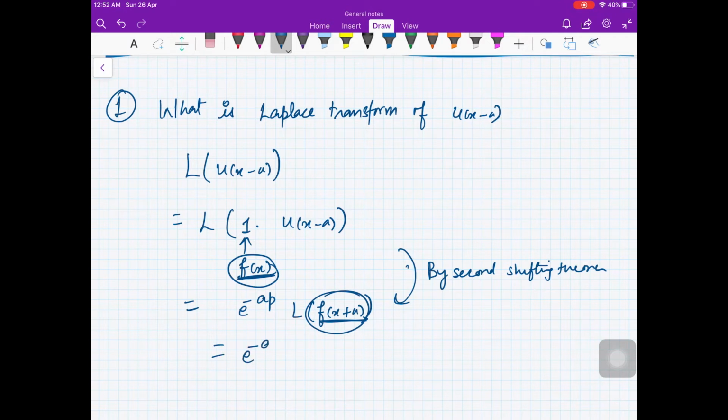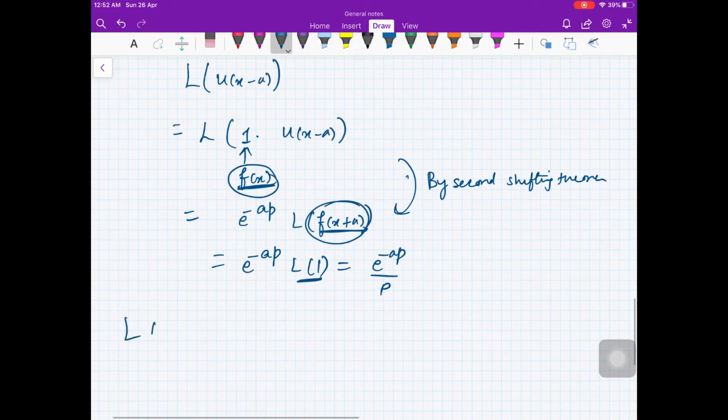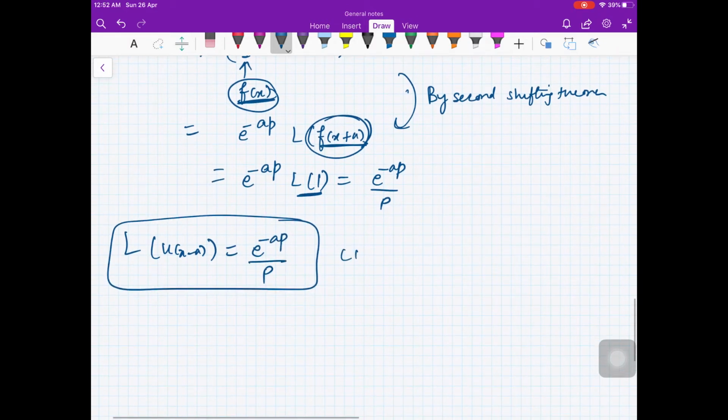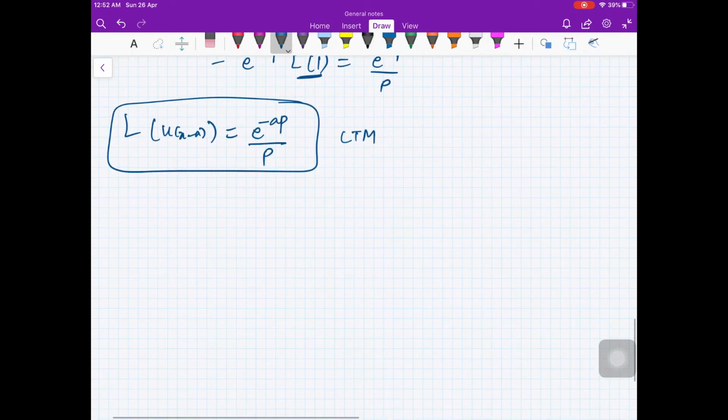Now f of x is 1, so f of x plus a is also 1, so this is e raised to power ap times Laplace of 1, which is 1 by p. So you have to remember that the Laplace transform of u of x minus a is e raised to power minus ap upon p. This will be used in some questions, so you can remember it.